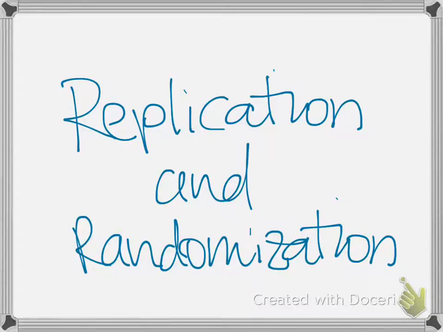So in the last video we talked about our first principle of good experimental design, which was control. And in this video we're going to talk about the second and third principles, and those are replication and randomization.